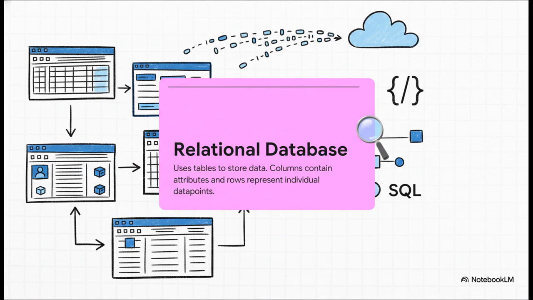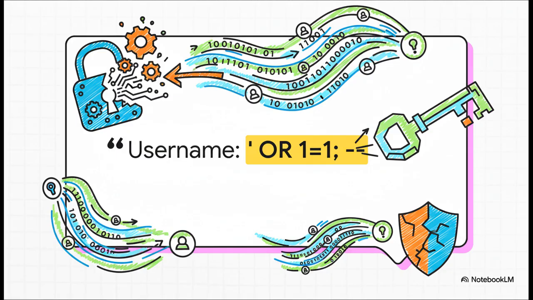And where is that server getting all its information? Almost always, it's from a database. Most of the world's data is organized in what are called relational databases. You can just picture giant interconnected spreadsheets. And they use a special language called SQL to manage all of it, from your user account to an entire store's inventory. But here's the catch.